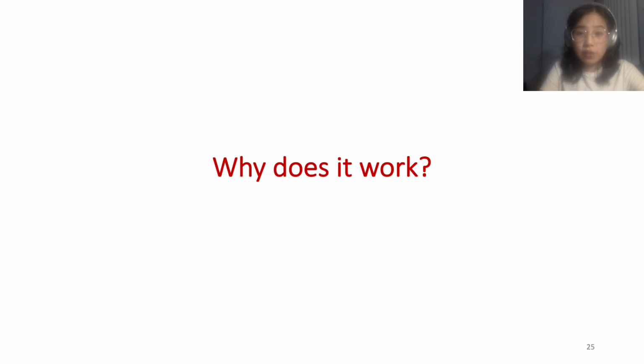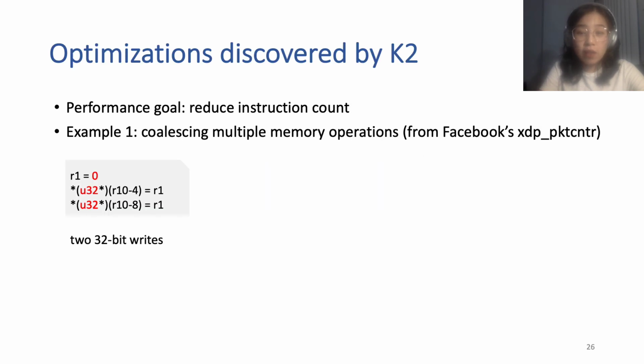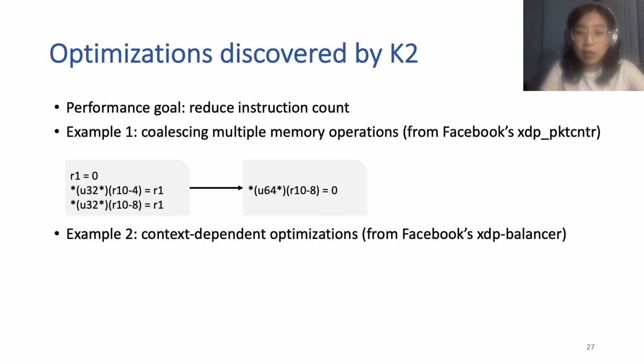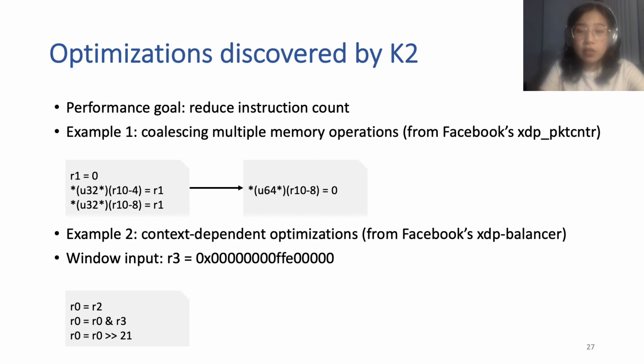Why does this work? To understand the evaluation numbers, we cataloged optimizations that K2 derived automatically. You can find a detailed list in the paper. Here are 2 optimization examples found by K2. The first example combined 2 writes into 1 write, reducing 2 instructions. The second optimization compresses the program, leveraging the context of the window within the program. K2 used the value of R3 written in a prior instruction to optimize the window.